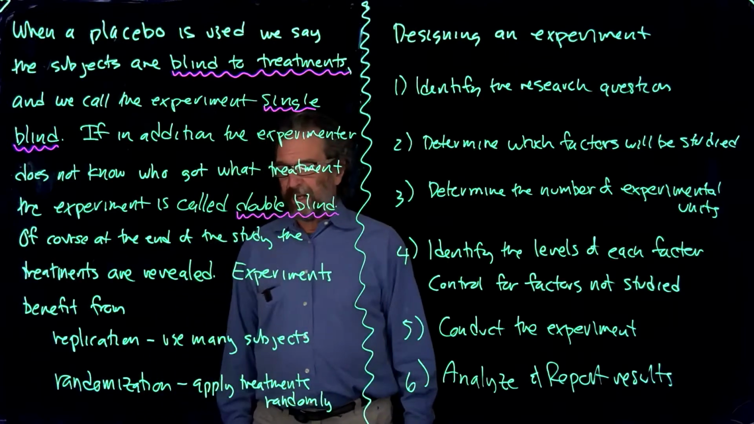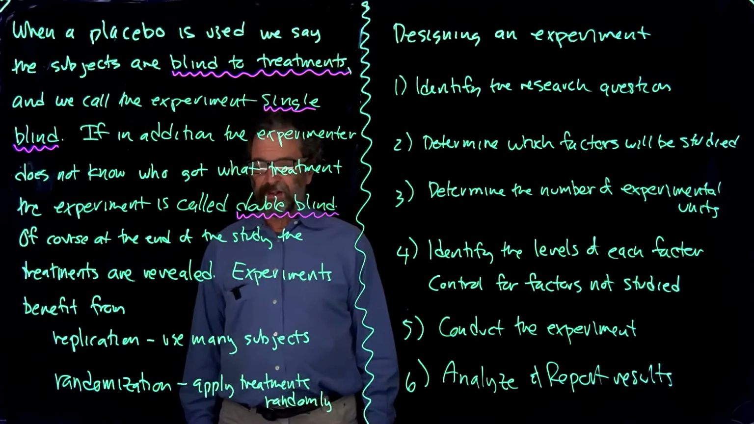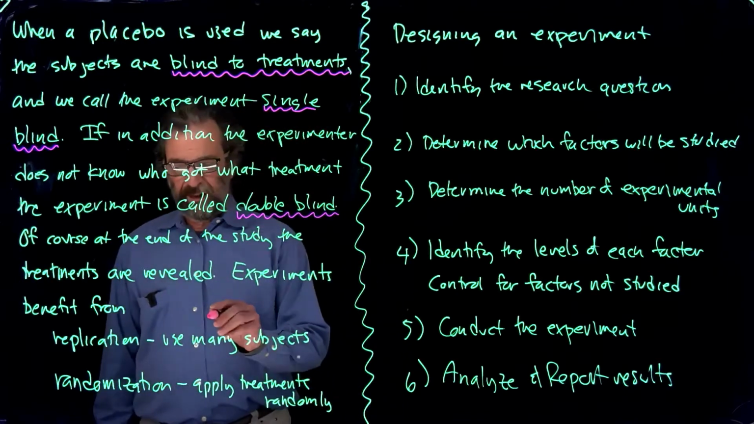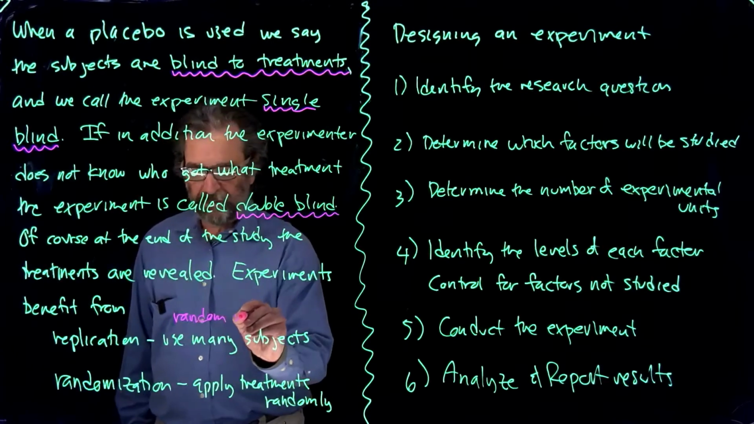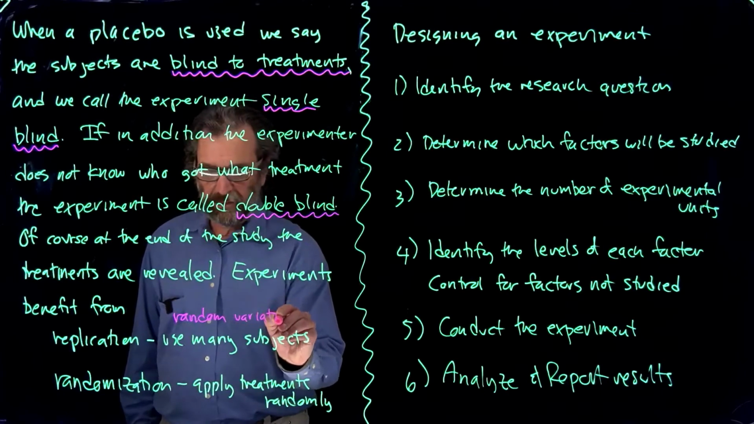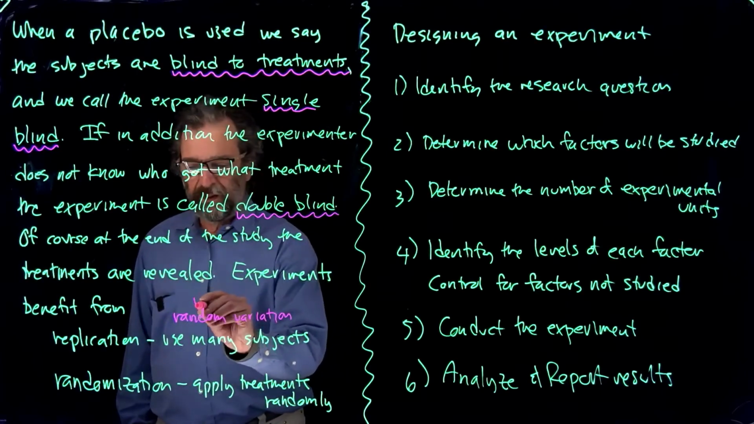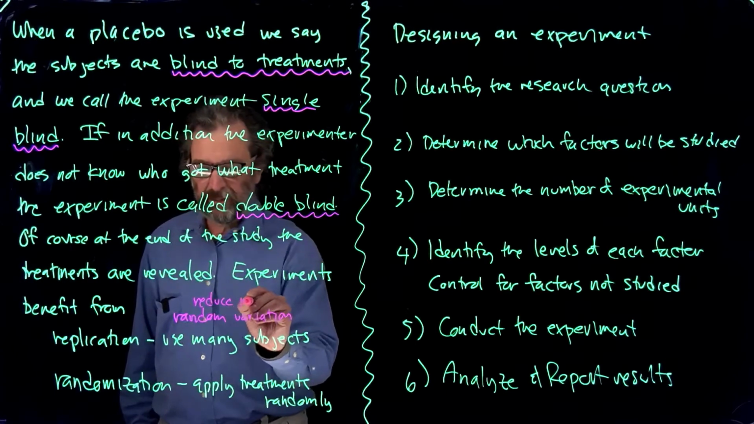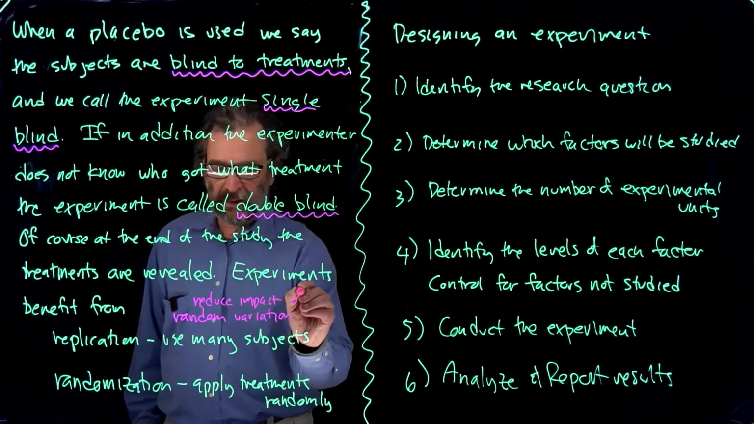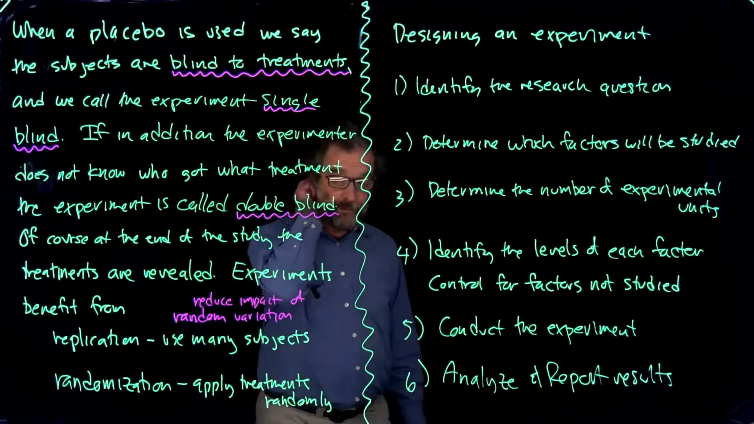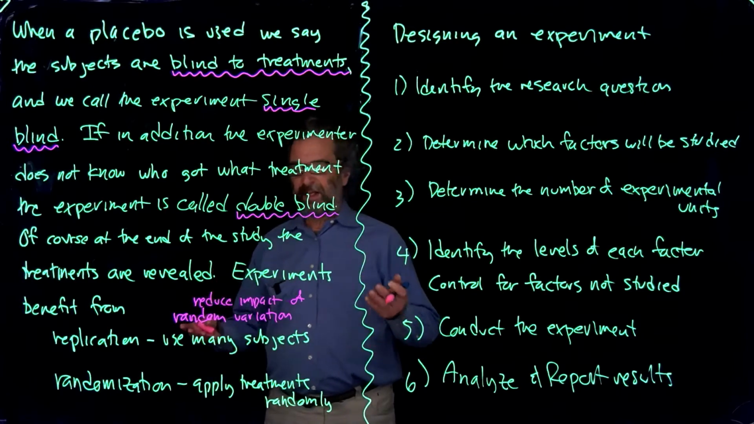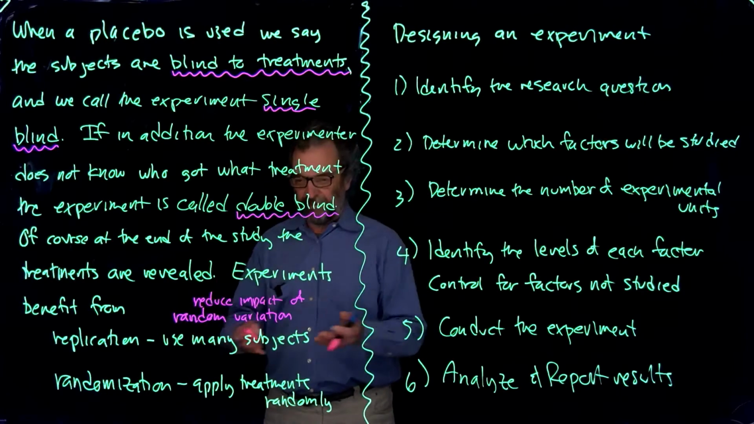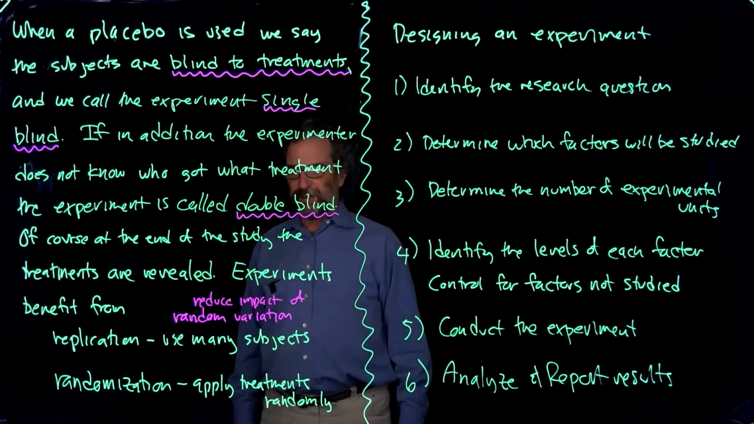Experiments can benefit from two things. One is replication. Use many subjects. What we're trying to do is reduce the impact of random variation. So you can do that by using many subjects, and that way the pluses and minuses in those subjects tend to cancel out. If you have a lot of subjects, then you get an average that's more stable if that's what you're measuring.